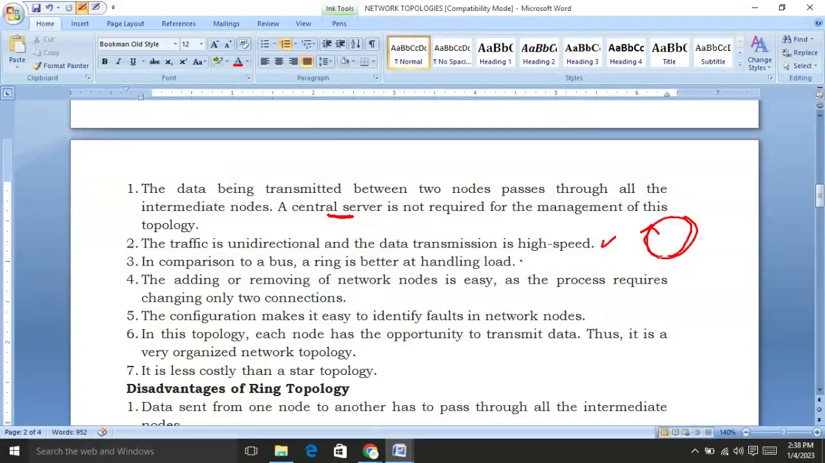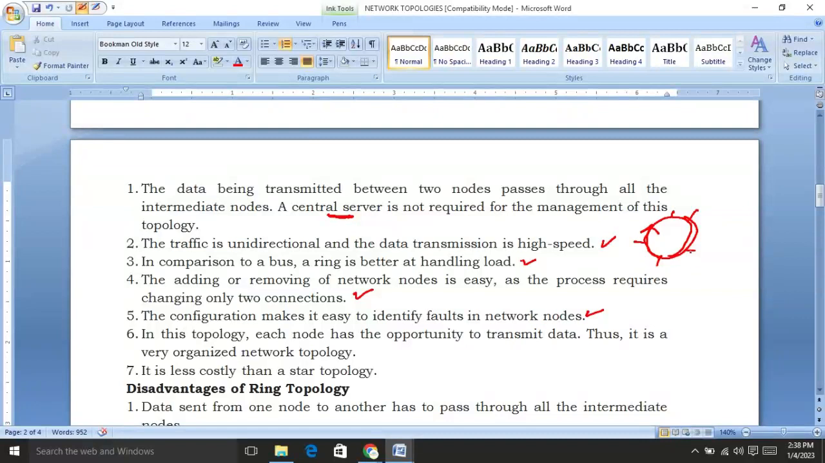It is possible to connect a larger number of nodes to the ring instead of the bus. Compared to the bus, we can handle the nodes easily on the ring, right? Adding and removing nodes in the ring is very easy, and it is very easy to identify faults and failures of the nodes within the ring, right?